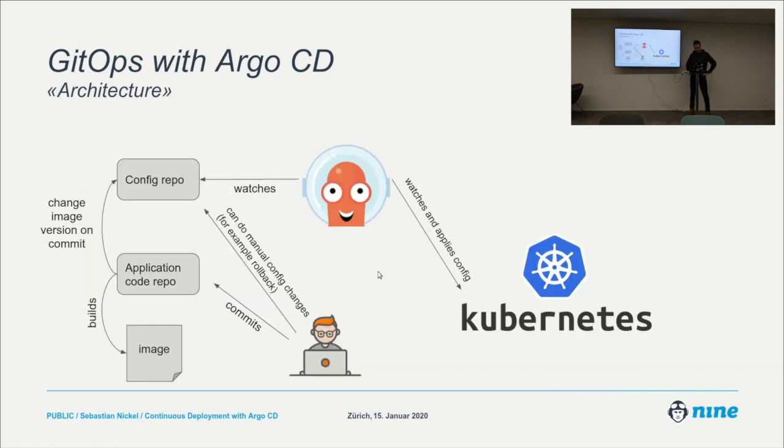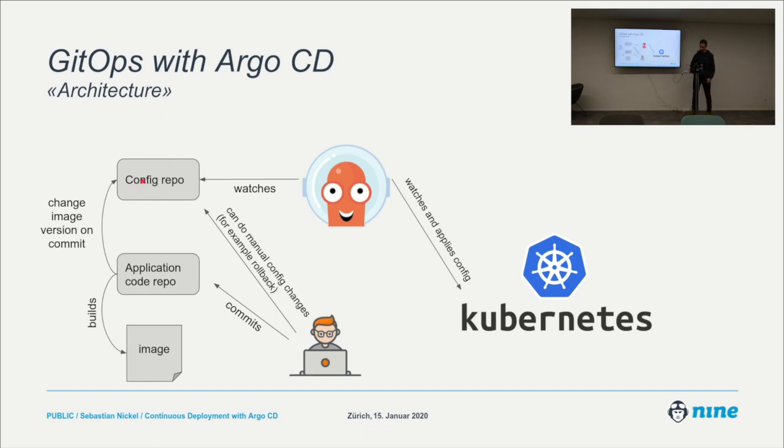Architecture. Again, the application code repo builds the image. Is that big enough? Because some people are sitting far back. It builds the image, pushes the image to a container registry, and then also, in a pipeline, changes the image version via YAML in the config repo. Argo CD watches the config repo and applies the config to the namespace in the Kubernetes cluster. And if you want, you can also change the config repo manually. I actually have that nice tool here, I can basically show it like this.